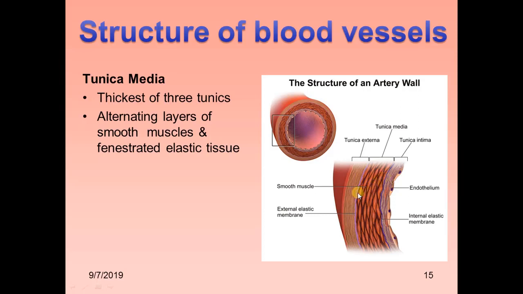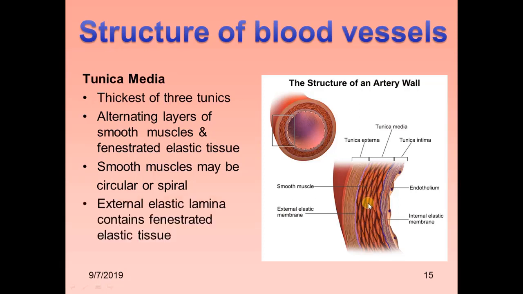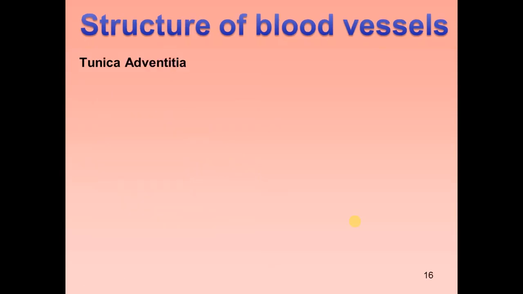The smooth muscle fibers might be anywhere from 2 to 3 layers to 20 layers. They may be circular smooth muscle fibers, or sometimes they follow a spiral pattern. Then it is limited by the external elastic lamina, which is again a fenestrated tissue. So the tunica media is between the internal elastic lamina and the external elastic lamina.